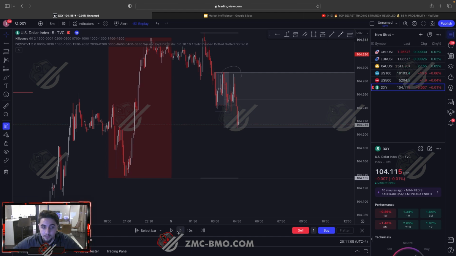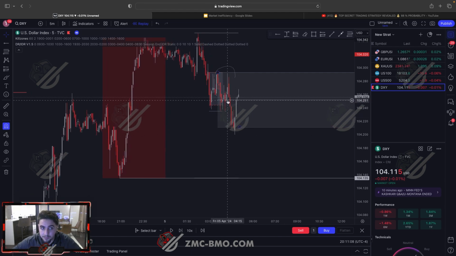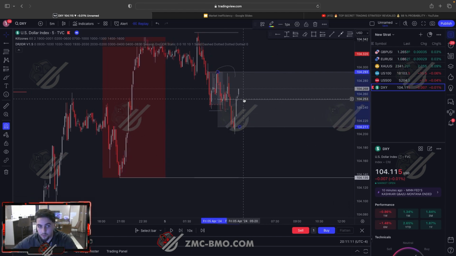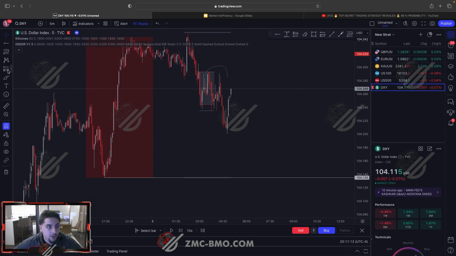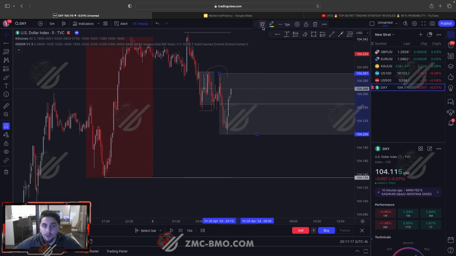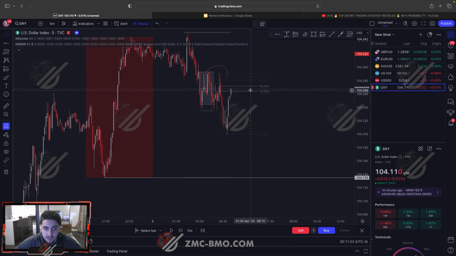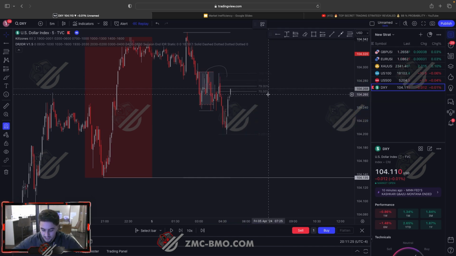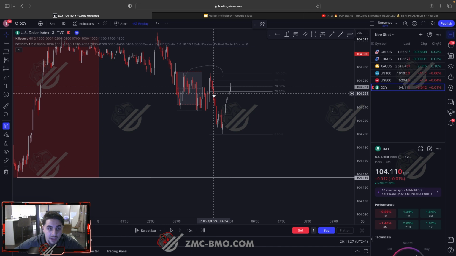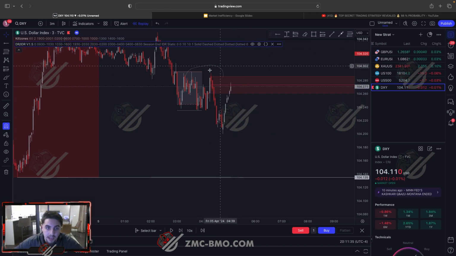So we simply wait for a pullback. Now that we see price pulling back, what do we do? We then use our normal concepts. We then fib up the price range from the wick high into the wick low. We look for our premium levels. So this is 70.5, this is 79%. Let's go to the 3-minute. We can see this very nice area of supply. Okay, this is our area of supply.